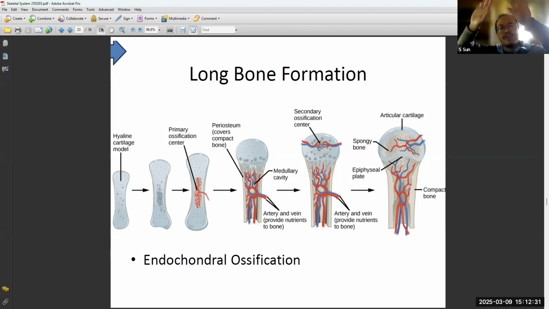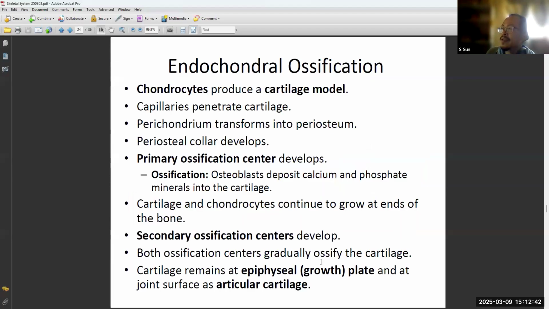So cartilage is pushed into the peripheral, but the center becomes all hardening. So that is how we grow our bone. So this one summarizes all these procedures of the long bone growing.